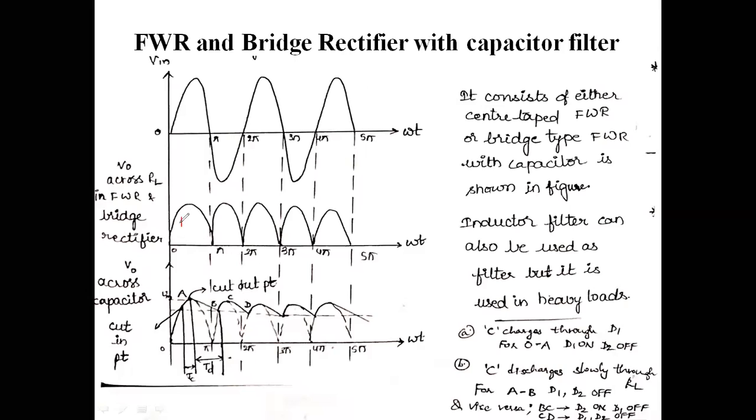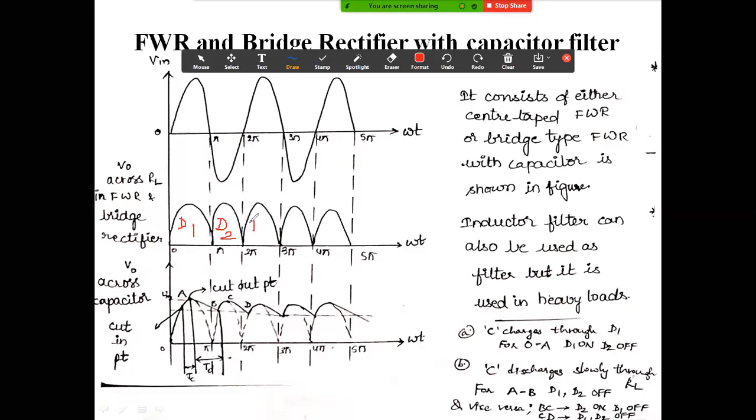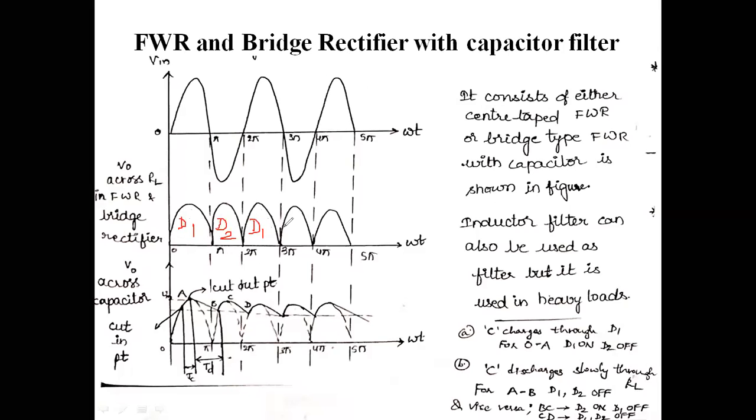This is because of diode D1, and this is because of diode D2, and similarly this is because of diode D1, and this is because of diode D2. Like that, the conduction takes place and the diode is in the on position. Diode D1 is on in the positive half cycle, and diode D2 is on in the negative half cycle. This process keeps on repeating.